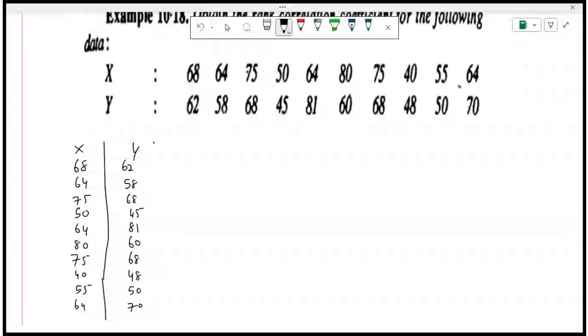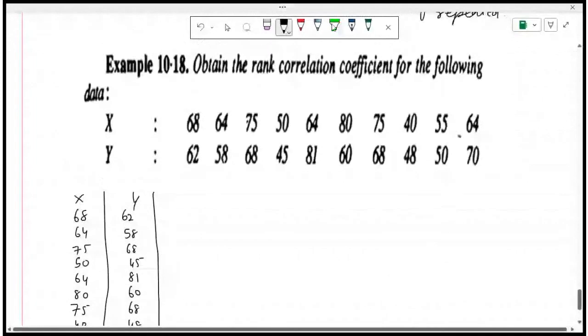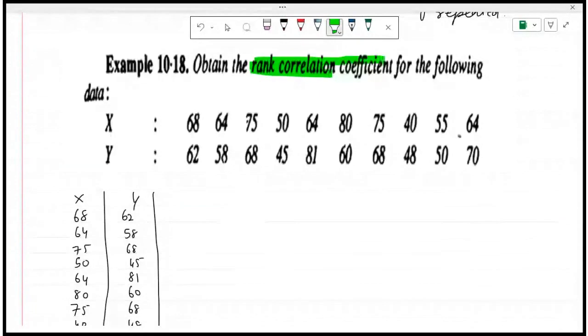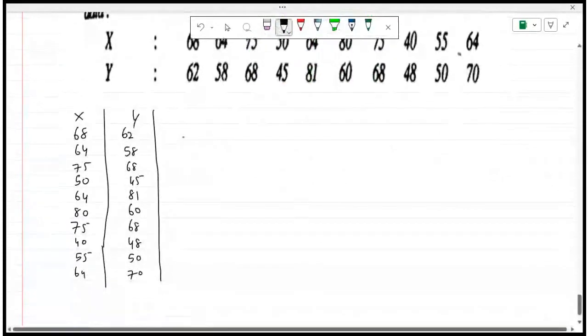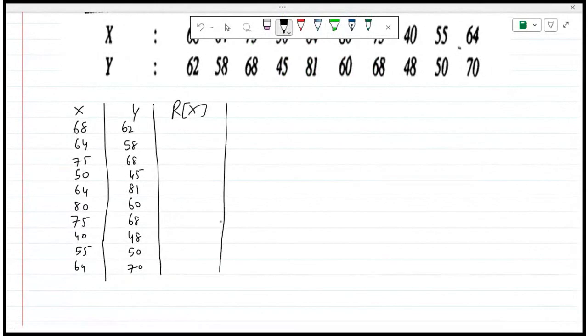Students, in this case, ranks are not given to us. We are given the data, and we have to find the rank correlation coefficient, rho. So first of all, we need to find ranks of x and ranks of y. Ranks are not given in this case. So how to find the rank of x and rank of y?